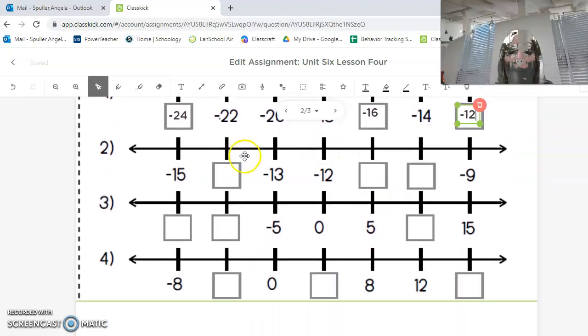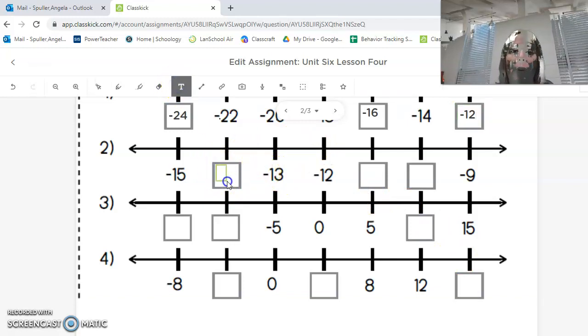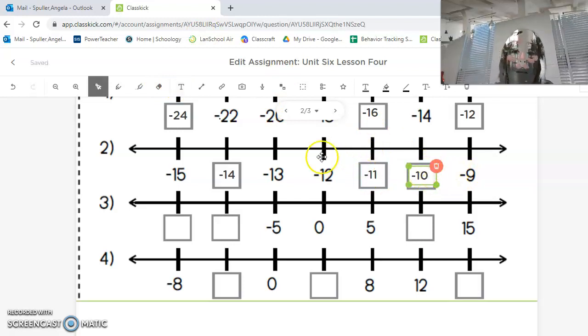Okay, let's look at this one. We have here negative 15. Oh, there's a spot, and then negative 13. It's counting by one, so if I take what goes between 13 and 15, well, negative 14 does. What comes before negative 12? Well, negative 11. What comes after negative 9? Well, negative 10. So negative 9, 10, 11, 12, 13, 14, and 15.